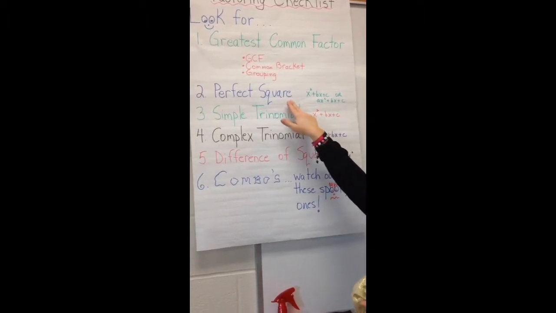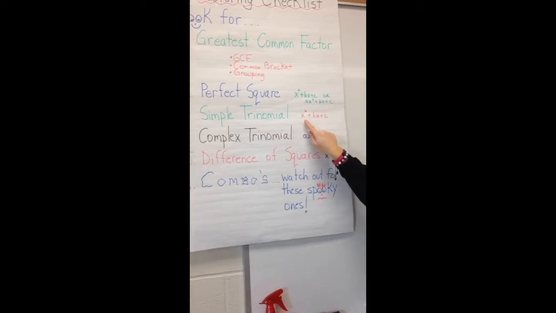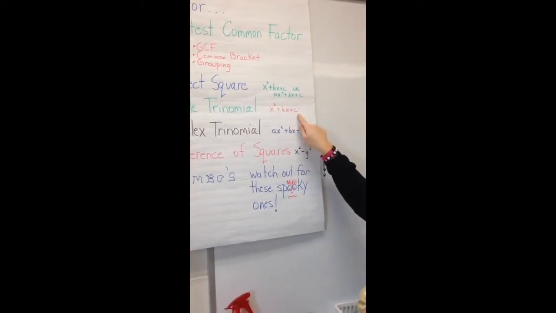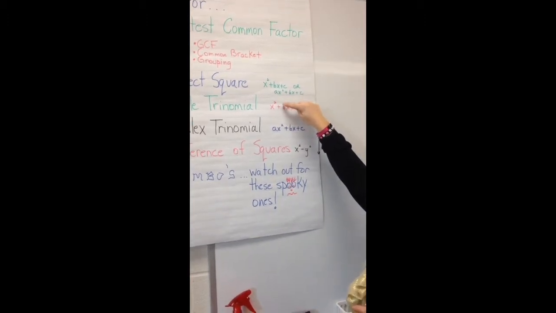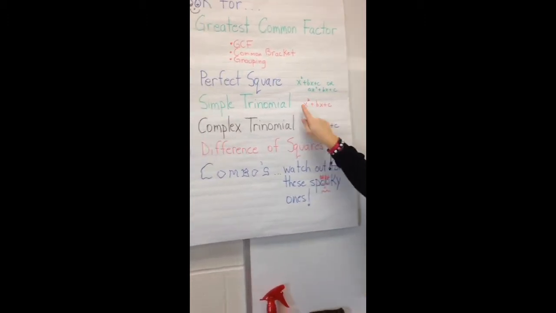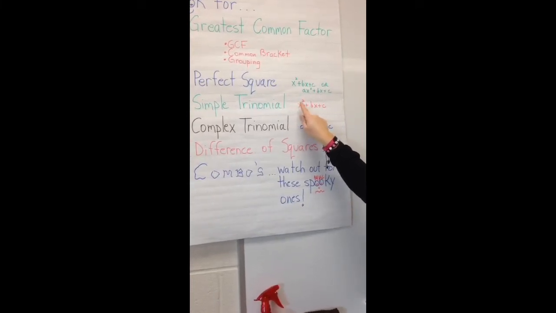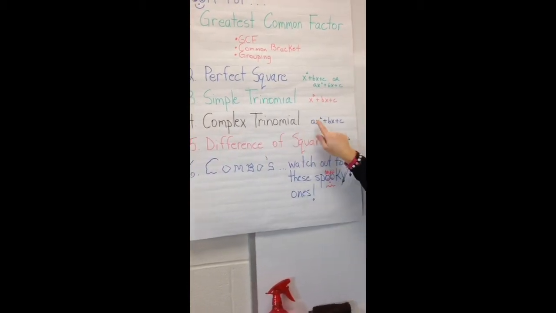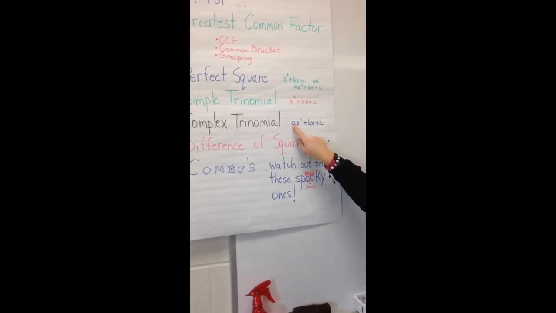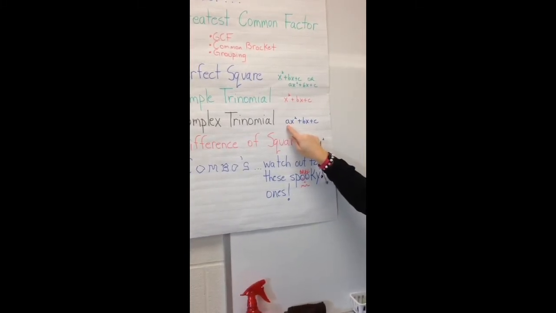If it does not pass the perfect square test, check for a simple trinomial, which looks like x squared plus bx plus c. And remember, you have to use the product of the last term and the sum of the middle term theory. And the numerical coefficient in front of the x squared has to be a 1, and there has to be 3 terms. Otherwise, check if it's a complex trinomial.